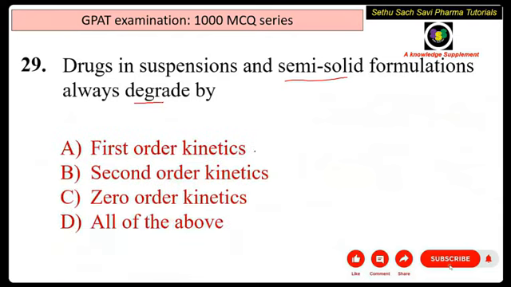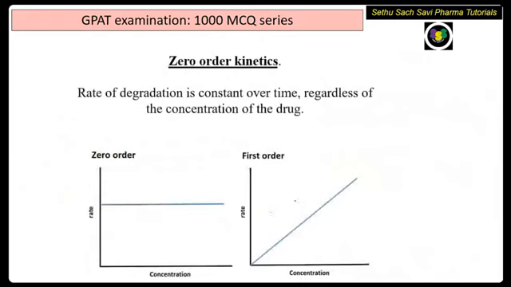Is it first order kinetics, zero order kinetics, or second order kinetics, or all of the above? See, in suspensions and semi-solid formulations, degradation takes place by zero order kinetics. Zero order kinetics means what? The rate of degradation, meaning the amount or the speed of degradation, is independent of concentration. As you can see here, even as the concentration is increasing, there is no change in the rate of degradation. Right. While in other conditions, for example, in first order, as the concentration of the drug or the compound increases, the rate of degradation is also increasing.